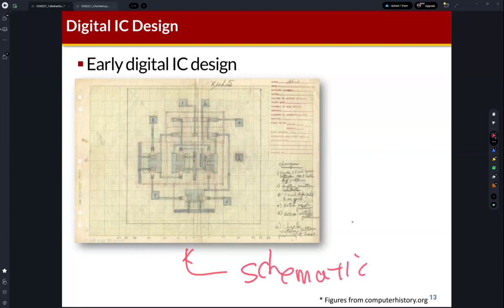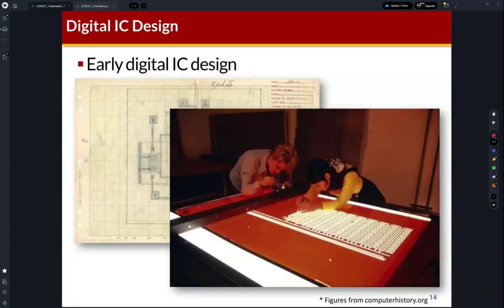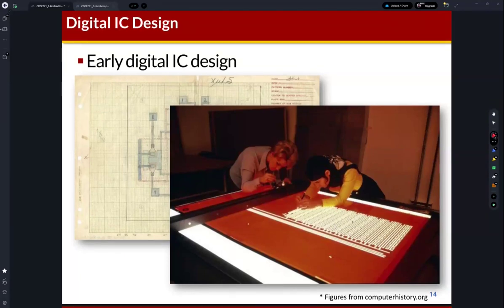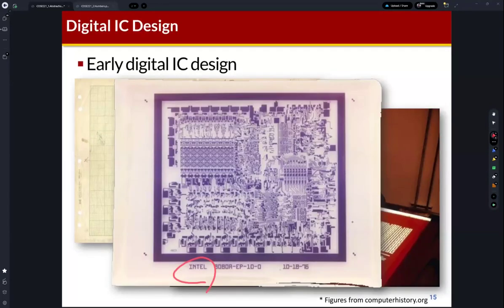A schematic of the transistors. In the early time, many people drew the schematic on paper like this. It is because the system was very simple, and a system included only a few transistors. So it's the early digital design. You can see the name of Intel here. Intel is the most famous IC semiconductor company, the most famous CPU vendor.